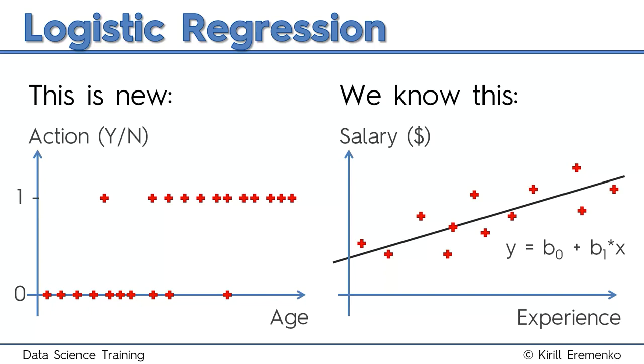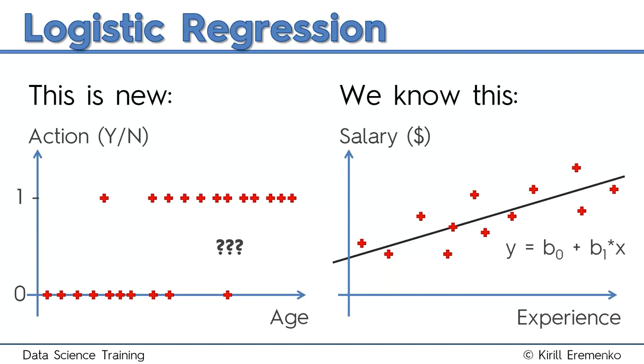But at the same time, even though we don't know what's going on here, it's not what we're expecting. Intuitively, we can see that there is some sort of correlation. We can see that the observations on the bottom are a bit more to the left, observations on the top are a bit more to the right, implying that probably older people are more likely to take action based on this offer, and younger people are more likely to ignore it.